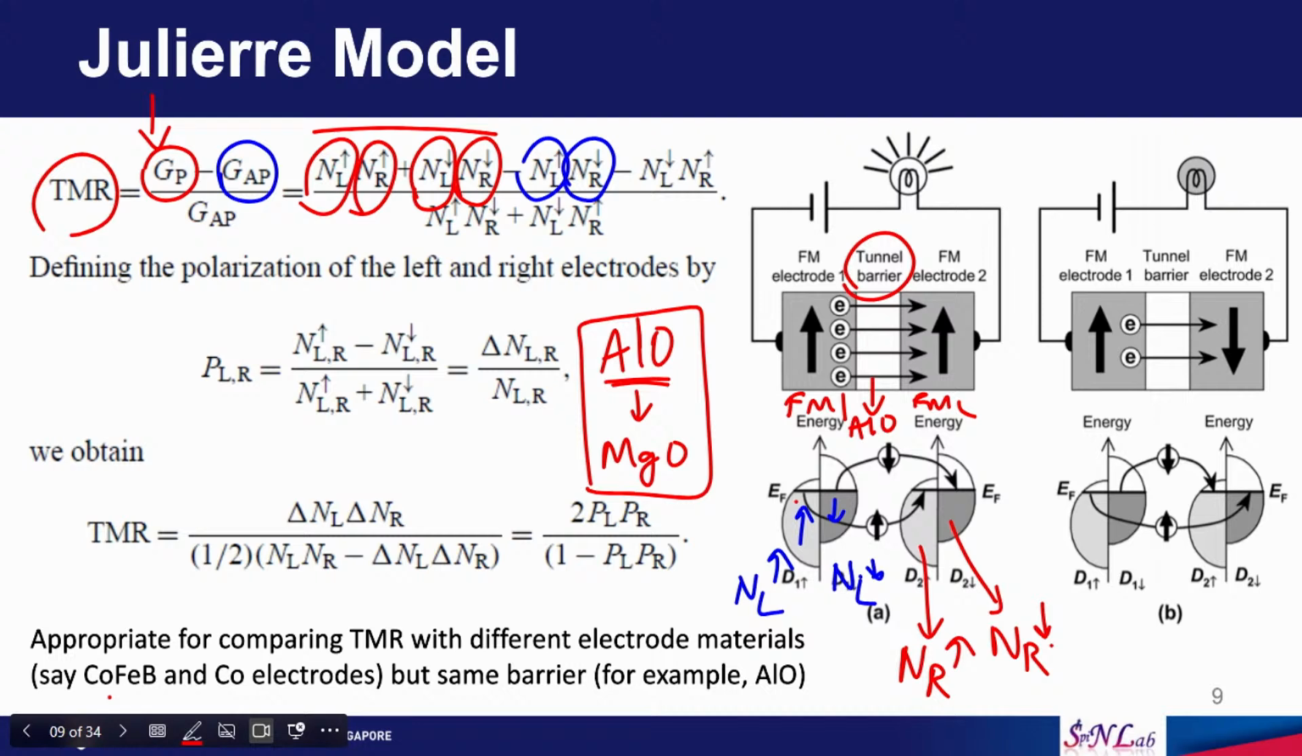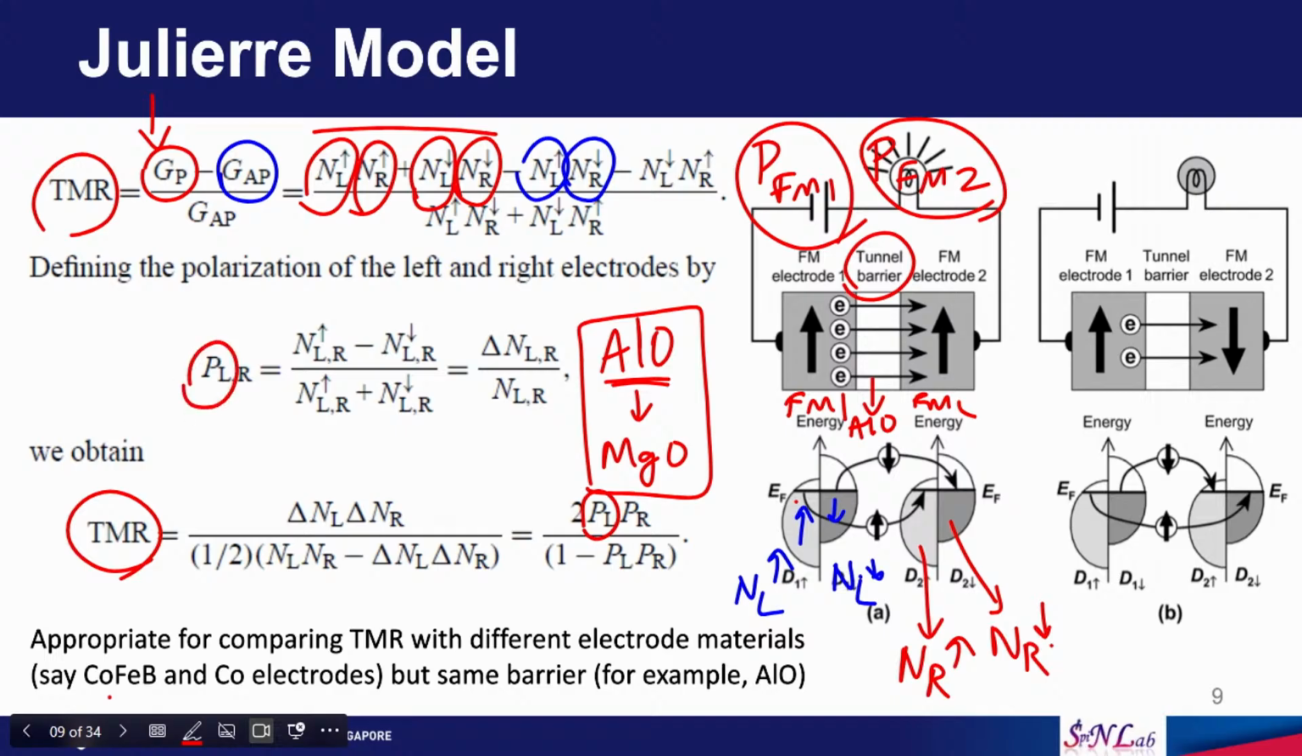So, finally, if you look at this model, it will only talk about the polarization of the electrodes. For example, let us say this is a ferromagnetic one. So, the polarization of ferromagnetic layer 1 and the polarization of ferromagnetic layer 2, only they determine the tunneling magnetoresistance. The barrier does not come into the picture. Okay, so the definition of polarization is given here.